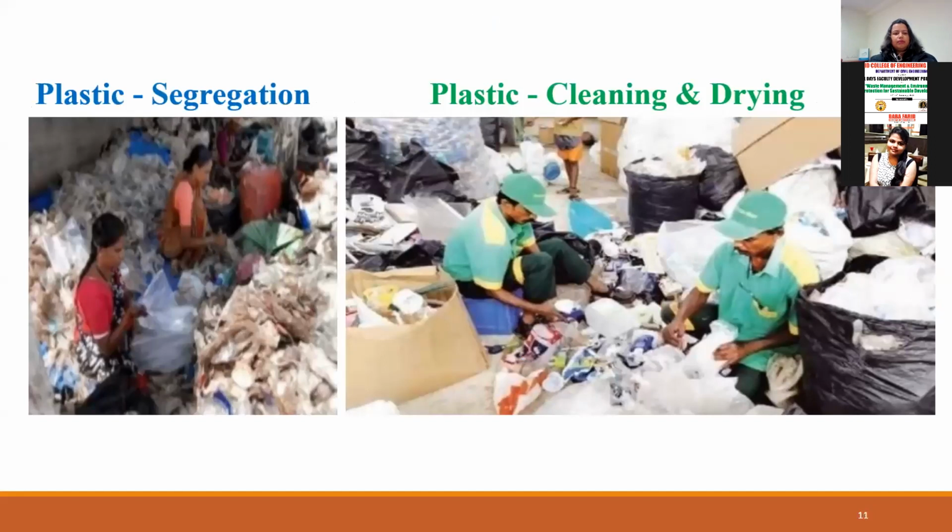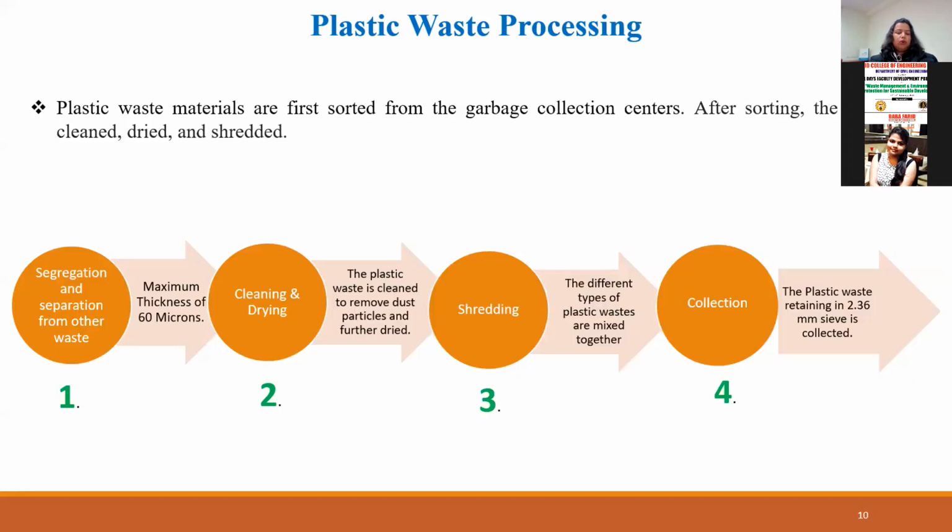You have to segregate all the different types of plastics based on the microns. When we segregate, what we want for our road construction are those plastics which have a maximum thickness of 60 microns. These are the ones which we require. The ones which have a thickness of more than 60 microns, we may not use in the road construction because it's very difficult to shred them. So we are focusing on these ones only.